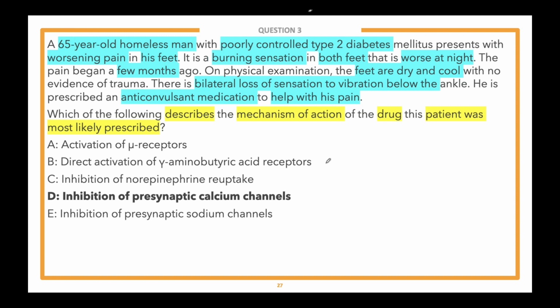Last answer choice B, direct activation of GABA receptors. This would be something like benzodiazepines that are also anticonvulsants, okay? Used for status epilepticus, eclampsia, not used for this indication. And lastly, answer choice A, activation of mu receptors. This would be opioids, okay? Opioid receptors, which are used for pain management, but not anticonvulsants. So the best answer choice here would be answer choice D.